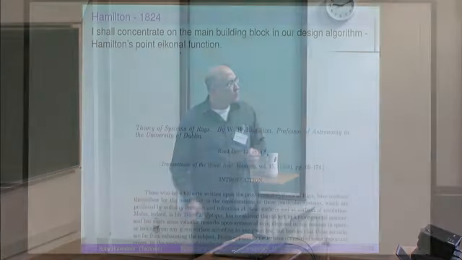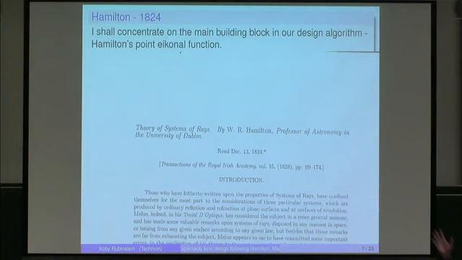This is Hamilton's first paper, in which he introduced the point iconal function. He gives it another name too. By the way, notice this paper was published in 1822, but it was submitted in 1824. Why is this significant? In 1824, when it was submitted, Hamilton was a 19 year old first-year undergrad student at Dublin. When it was published, 4 years later, he was professor of astronomy in Dublin. So it took him 4 years to change his title.